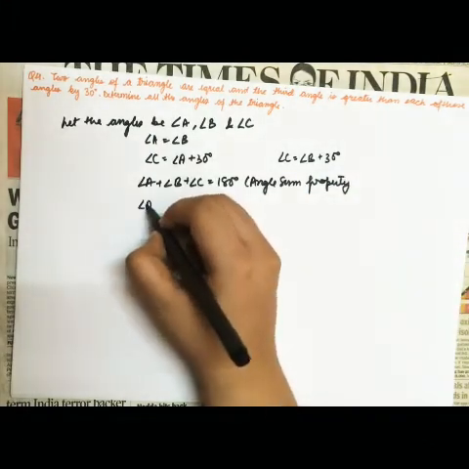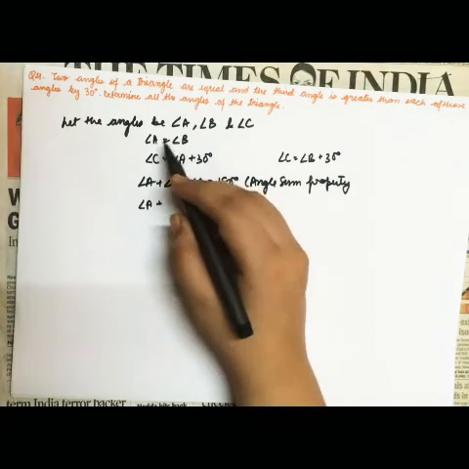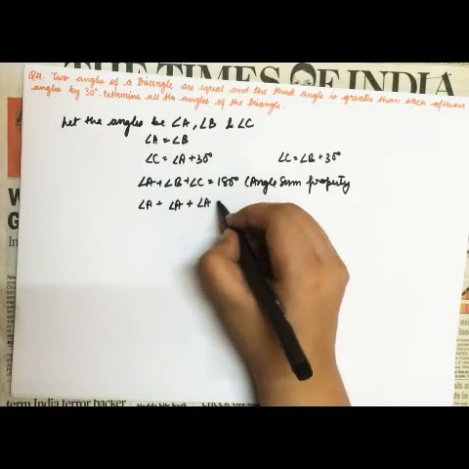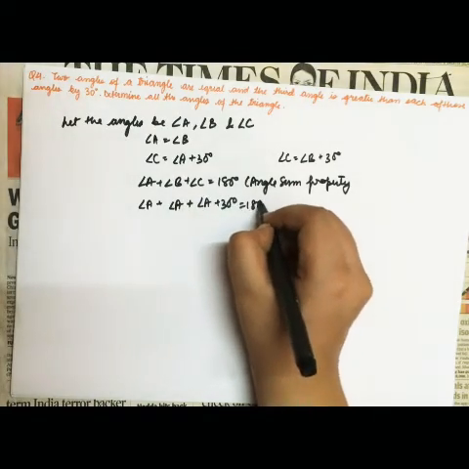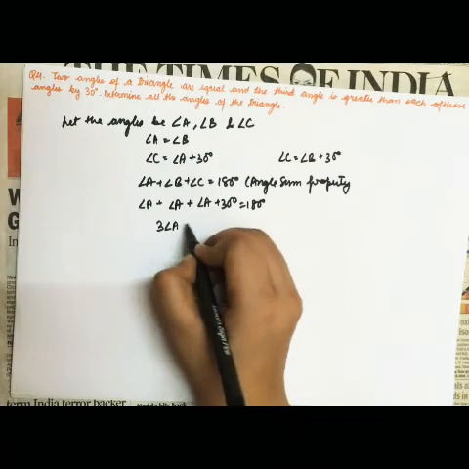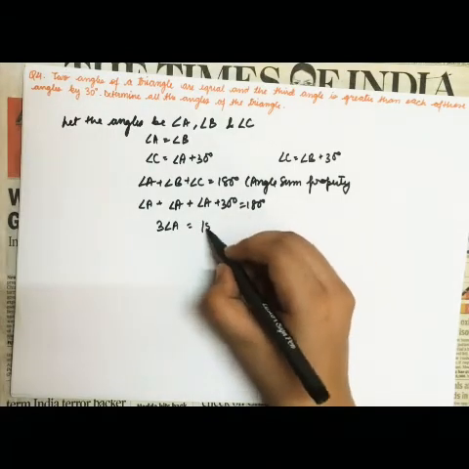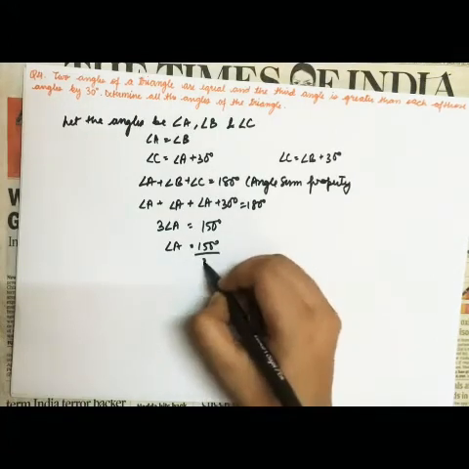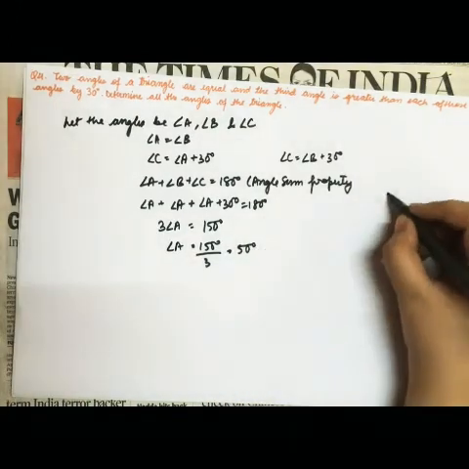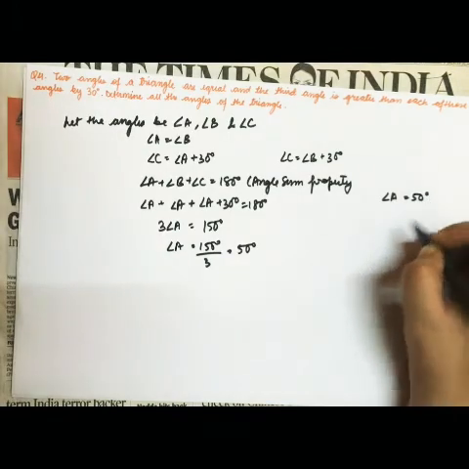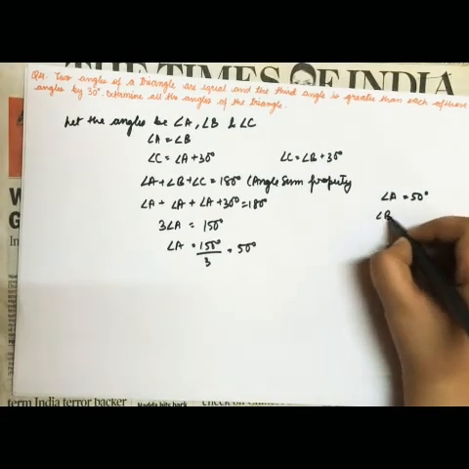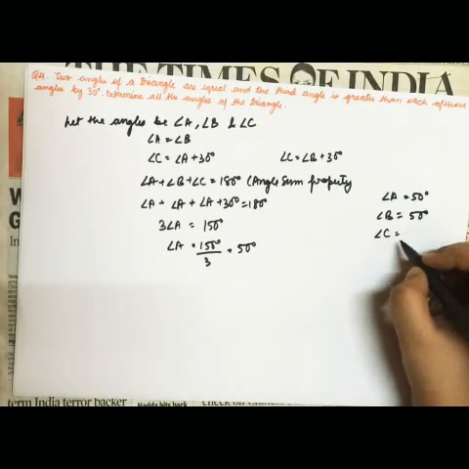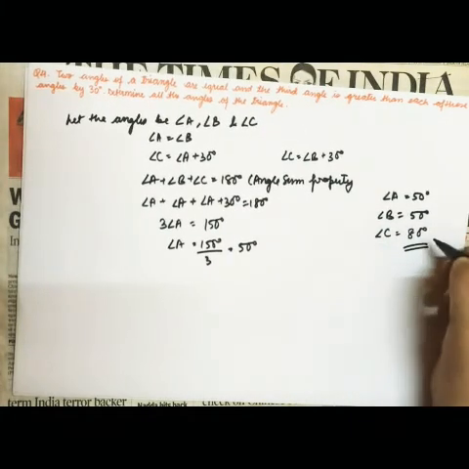Now angle A plus angle B, which is angle A, and angle C is equal to angle A plus 30 degrees, is equal to 180 degrees. Therefore 3 times angle A is equal to 180 degrees minus 30 degrees, which is 150 degrees, and angle A is equal to 150 degrees upon 3, which is 50 degrees. Therefore angle A is equal to 50 degrees, angle B is equal to angle A, which is also 50 degrees, and angle C is equal to 50 degrees plus 30 degrees, which is 80 degrees.